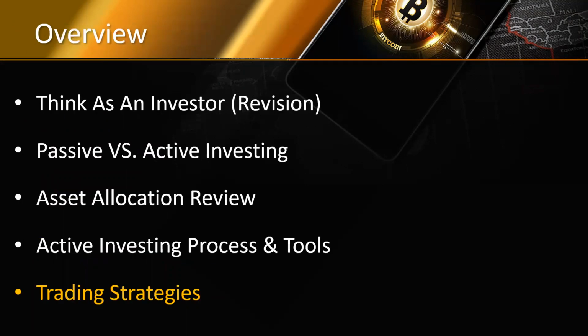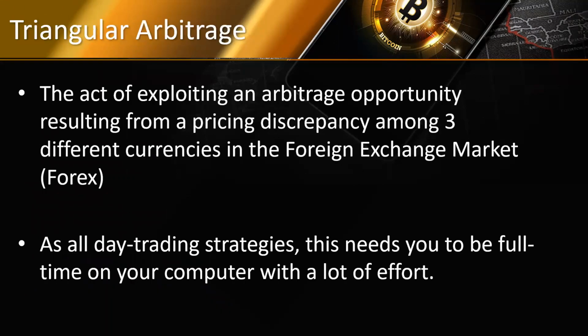Now let's talk about trading strategies. The trading strategy that we're going to talk about today is called triangular arbitrage. It is the act of exploiting an arbitrage opportunity resulting from a pricing discrepancy among three different currencies in the foreign exchange market. So it comes from the forex market, but we can use it in any kind of market. Now I know you didn't understand this very well. Of course, I'm going to explain it in more detail.